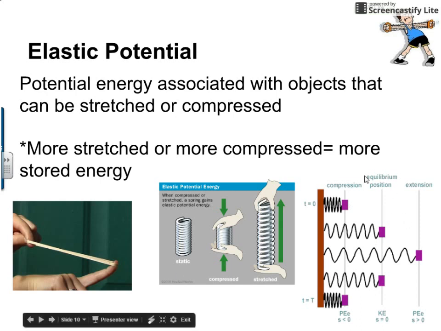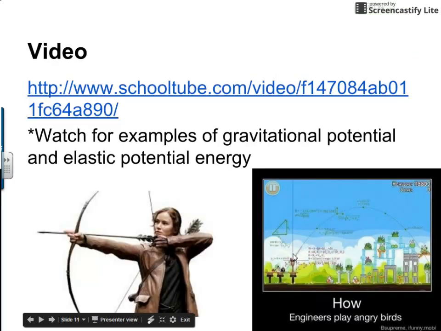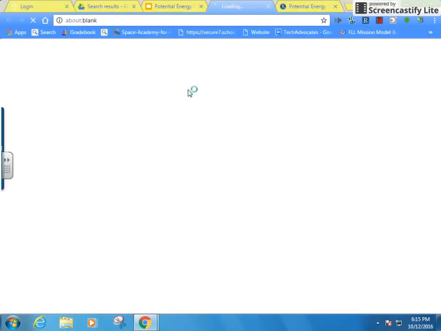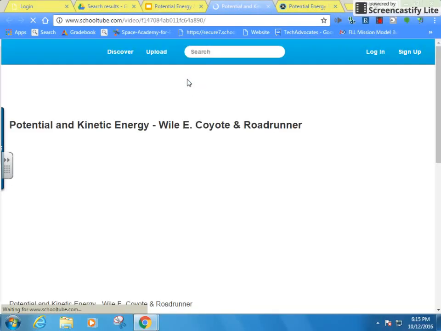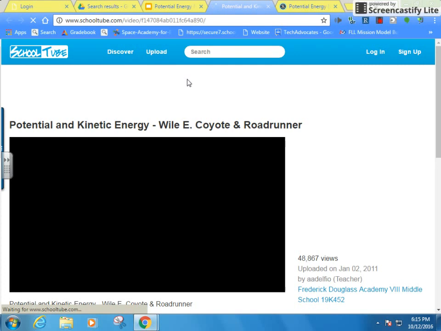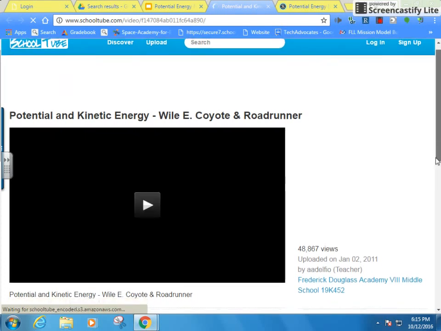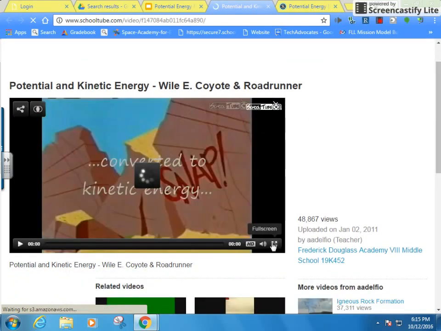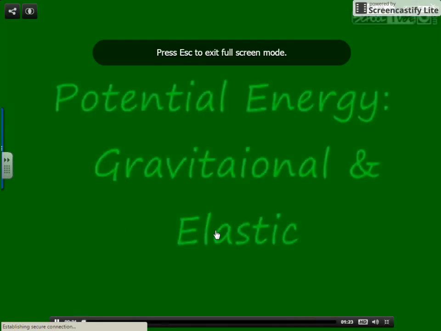So in this example over here on the right, we have the equilibrium position. That means what it would be at rest. If we compress it, that gives us some elastic potential energy. Or you could stretch the spring and it would have elastic potential energy. As we watch this Wile E. Coyote video, I want you to watch for some examples of elastic and gravitational potential energy.